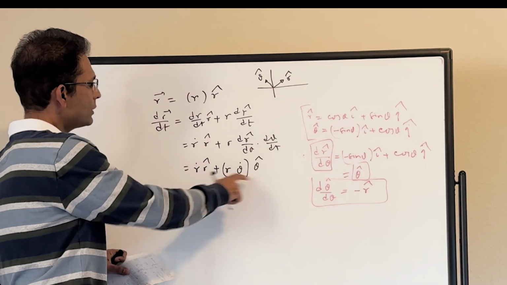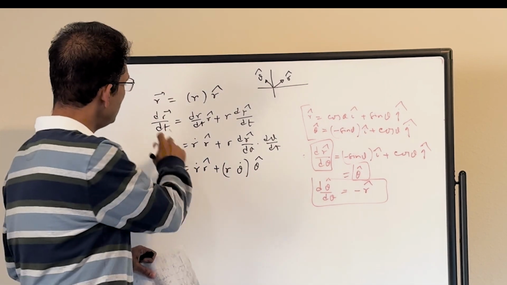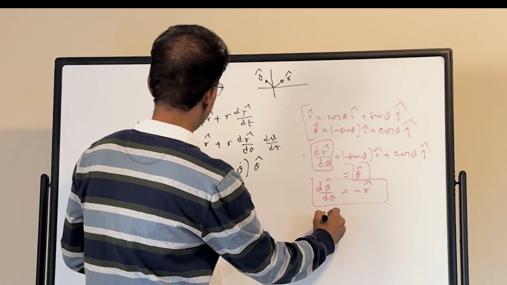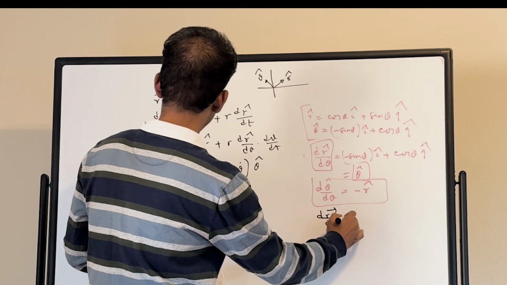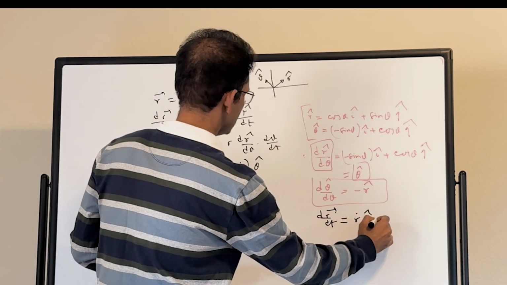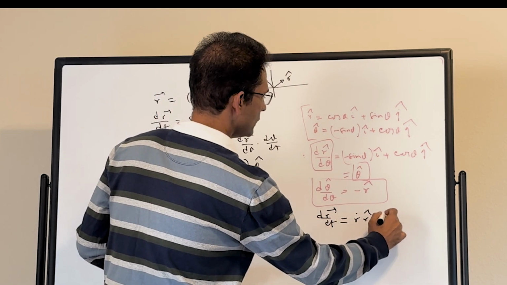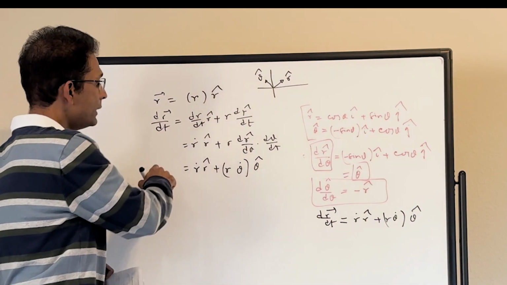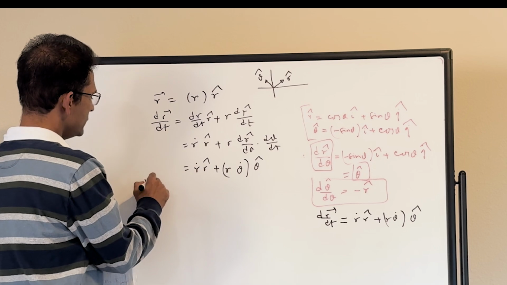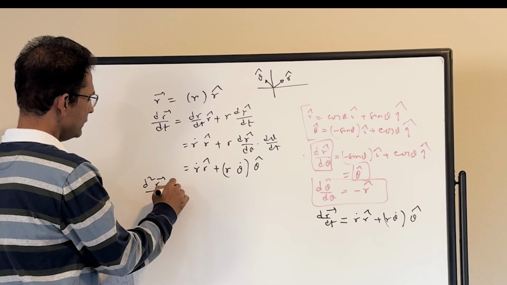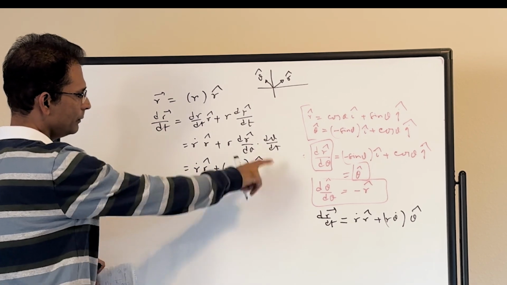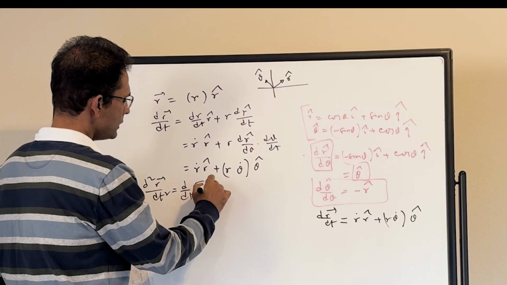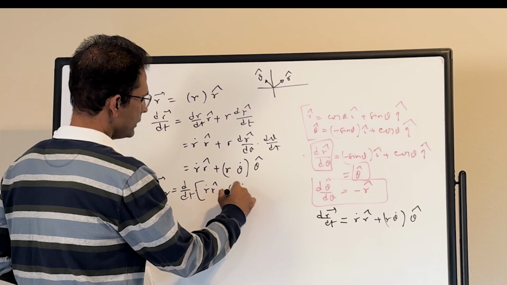Okay, so this is the expression for the velocity. Let me write this one down here. These are all the important formulae. So I just got dr dt is equal to r dot r hat plus r theta dot theta hat. Now I want to find the acceleration, right? So what I need to do is d2r dt squared. I have to take the derivative of this whole thing. So let's write that down: d dt of r dot r hat plus r theta dot theta hat.